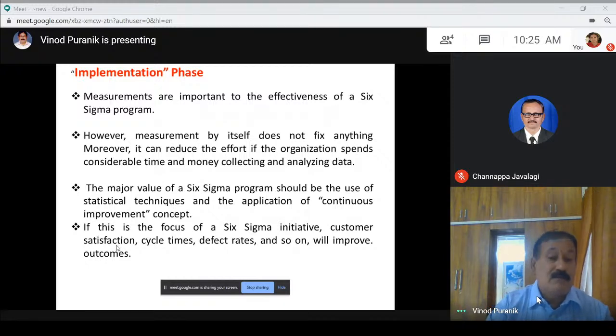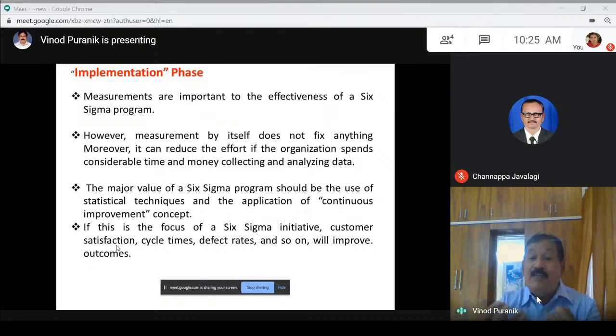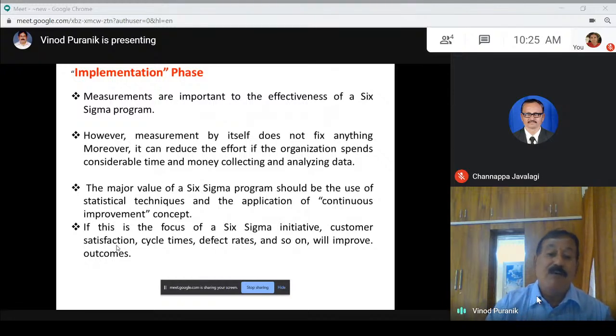However, I am strongly saying that measurement by itself does not fix anything. Moreover, it can reduce the effort if the organization spends considerable time and money in collecting and analyzing the data. So the quality of the data becomes very important. The measurement itself never gives any improvement, but it allows us to go ahead with the Six Sigma projects. The major value of a Six Sigma program should be the use of statistical techniques and the application of the continuous improvement concept. That's very, very important.